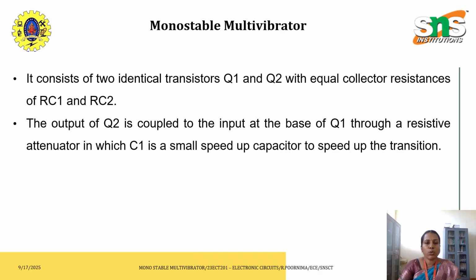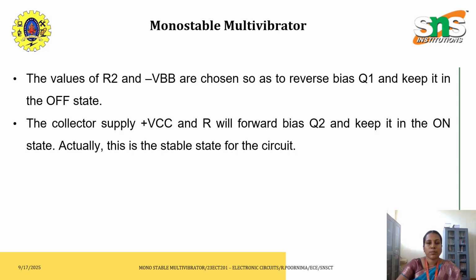It consists of two identical transistors Q1 and Q2 with collector resistances RC1 and RC2. The output of Q2 is coupled to the input at the base of Q1 through C1, which is the speed-up capacitor. The other components are R2 and minus VBB, which are chosen to reverse bias the first transistor Q1. So the first transistor is initially in the off state and the second transistor Q2 is on. This is the stable state of the circuit.